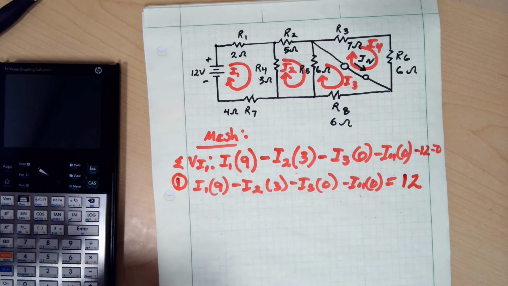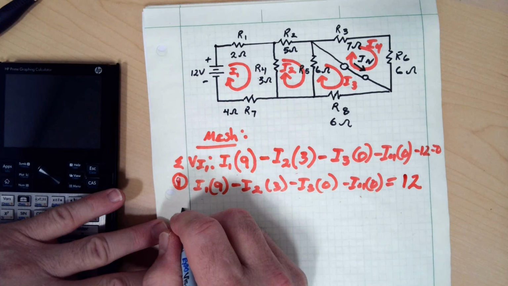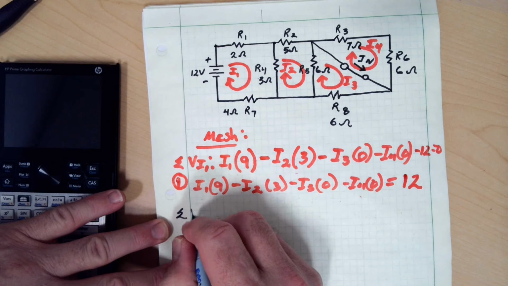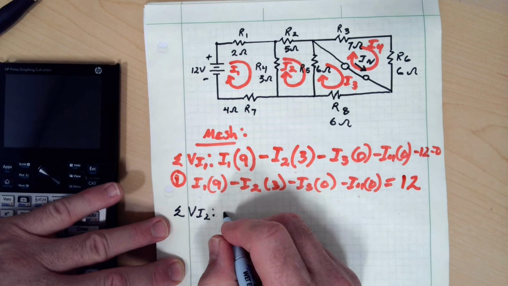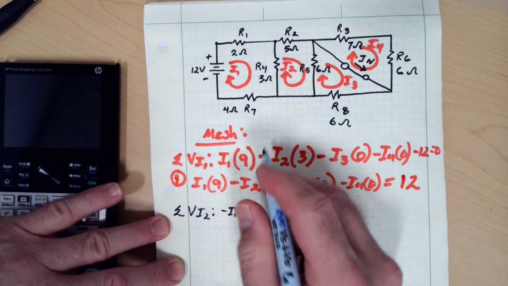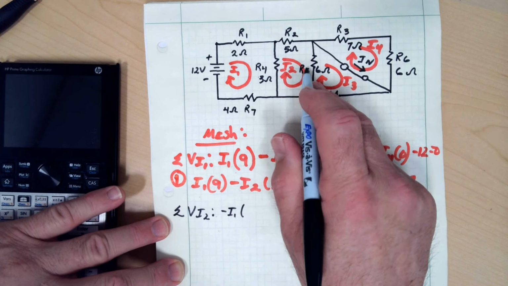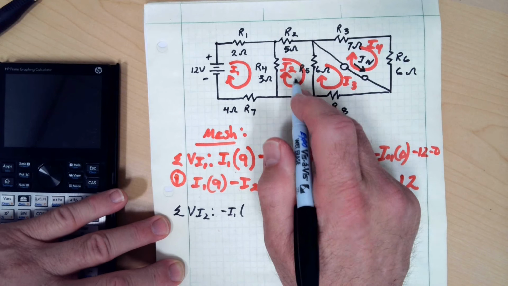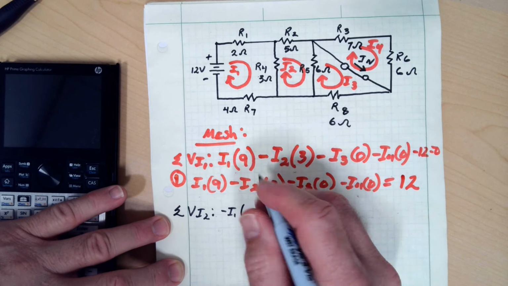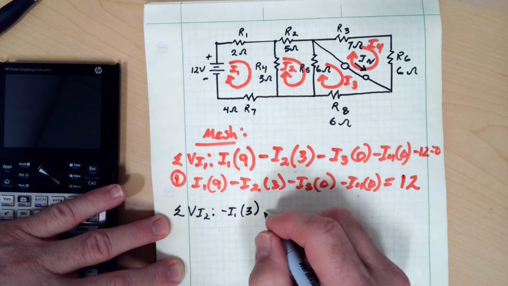Now, let's go to our next loop. So we're going to sum the voltages for loop 2. So we have a minus I1 times this resistor right here, minus because I1 is going down, I2 is going up, and since we're in the second loop, everything is in reference to this loop. So I1 is now minus times that 3 ohm resistor.